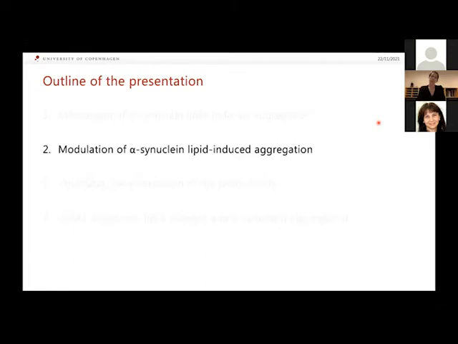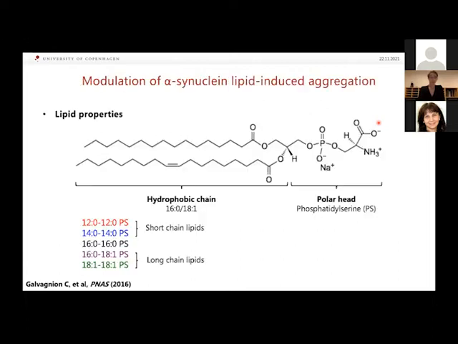Then, as I mentioned in the introduction, we would like to understand what can lead to the switch from functional to toxic alpha-synuclein membrane interaction. At this time, we used synthetic lipids. We made vesicles out of different types of synthetic lipid. The property of those lipids was to have a negatively charged polar head in order to have a proper binding with alpha-synuclein.